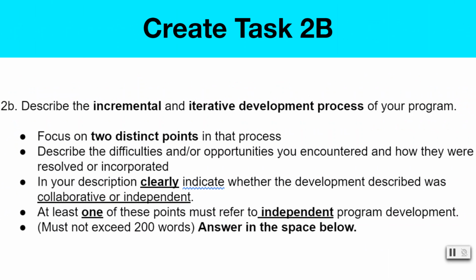This is the prompt that I'm giving you all. Notice that it's different from the other prompt, and that's because I really wanted to identify what each point is that you need to answer in order to get full credit for this response. Again: two distinct points in the process, difficulties or opportunities you encountered, whether you were doing it collaboratively or independently, and make sure at least one of those is independent. Also, a lot of people have been writing a lot fewer words than they were supposed to, so make sure you're checking your word count to see if you are at least 50% of what they're asking for in the response.